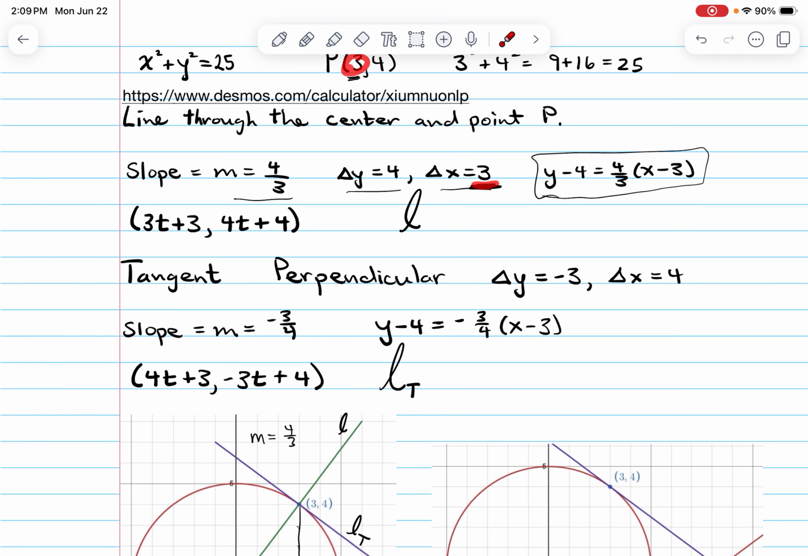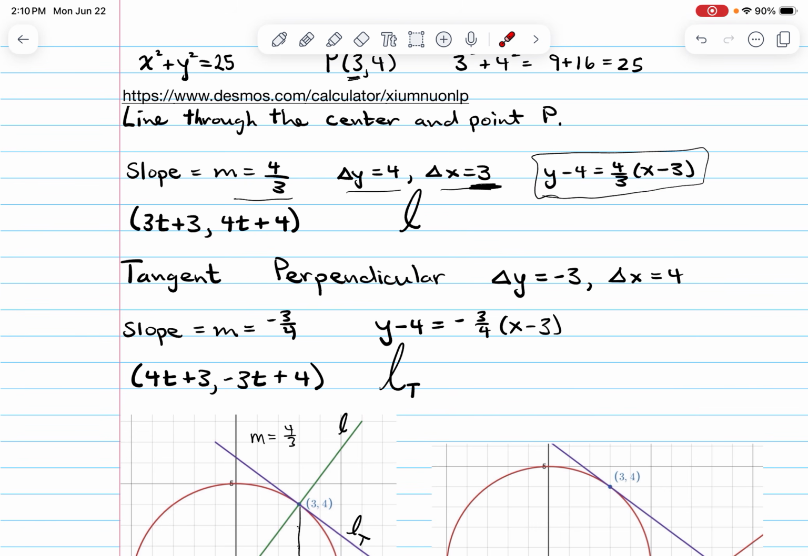3t plus 3. See? The change in x times t plus the x coordinate. And then the change in y plus 4, like that. Yeah, there it goes. So this is the parametric form for the green line, and this is the slope-intercept form.